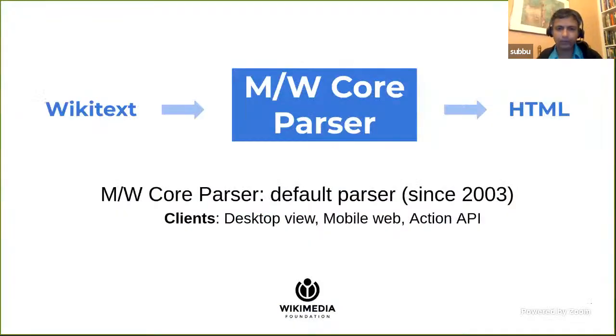As many of you probably know, there are two parsers right now that deal with wikitext in MediaWiki. There is the core parser for MediaWiki that's been the default since about 2003. It serves all read views on desktop and mobile web, and it also backs the Action API. This parser can convert wikitext to HTML, but cannot convert the other way around.